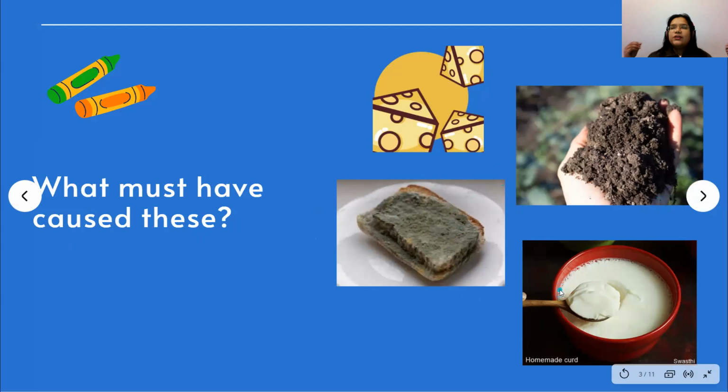What particular thing in the surroundings must have caused these things to happen? When I say these things, I mean the cheese. So this is the first picture, of a cheese. This is the manure, which is used in growing plants. Then the bread mold, which has this green layer of fungus on it, and the curd, right? So what must have caused these things to happen? Okay, now if you have answered for yourself, we can just start moving.